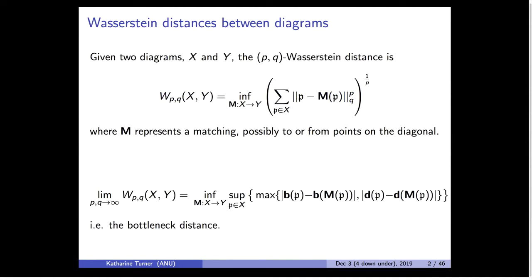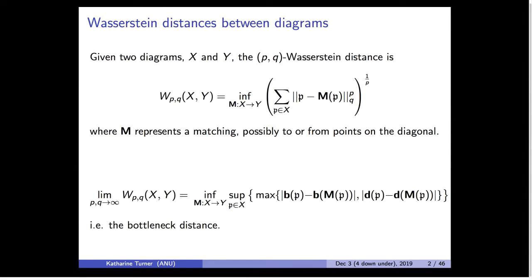Let's remind ourselves what Wasserstein distance is. This is a distance between persistence diagrams, and we have two different persistence diagrams, and we look at all the possible ways we can match up the points. We then have to choose what metric we're using in the plane, and that's the Q, and then we have to decide what the power of it is, and that's the P, okay? The key thing is that if we take the limit as P and Q both go to infinity, we end up getting what we're used to with the bottleneck distance.